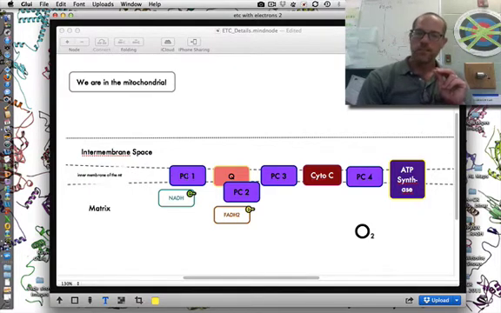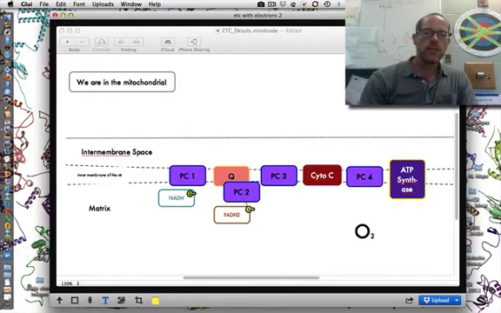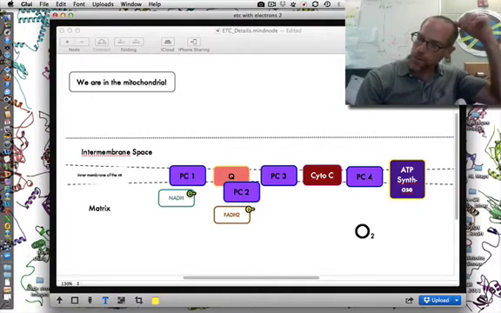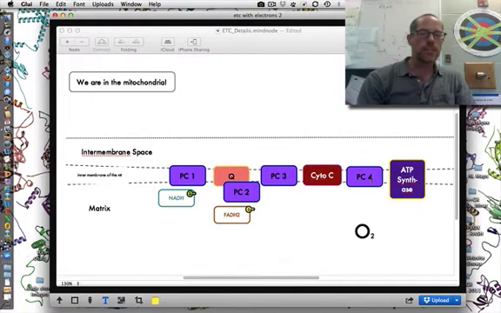And then, just like everything in your book, purple is proteins. Here we have PC1, 2, 3, and 4. That stands for protein complex 1, protein complex 2, protein complex 3, and protein complex 4. Your book talks about these 4 protein complexes.